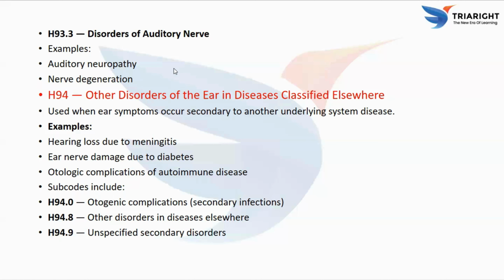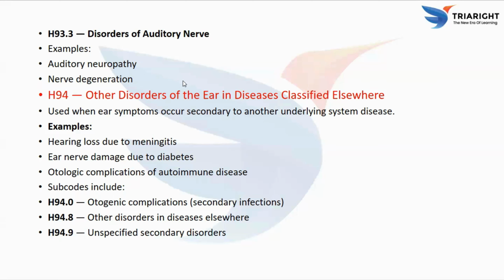It can occur due to aging, toxins, tumors, chronic noise exposure, and also systemic diseases. So this nerve degeneration can lead to poor clarity of hearing. It also leads to delayed or distorted sound processing. So this is about the category code H93.